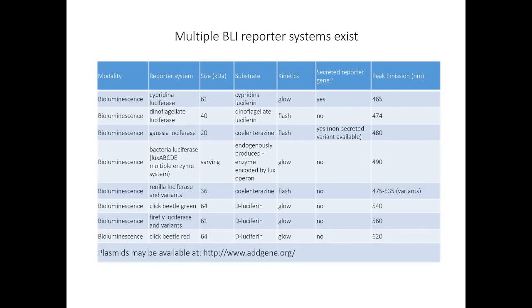And the scanners themselves have spectral unmixing properties that allow you to actually be able to detect both at the same time. Of course, that assumes that you also inject both different types of substrates to be able to separate them as well.